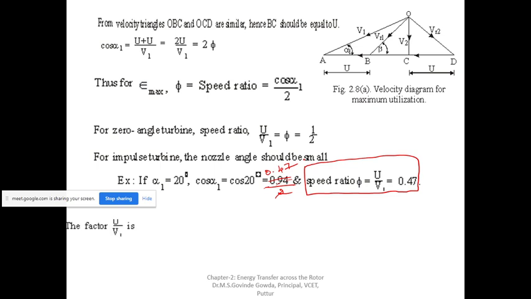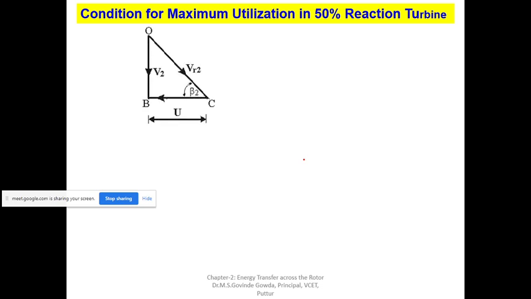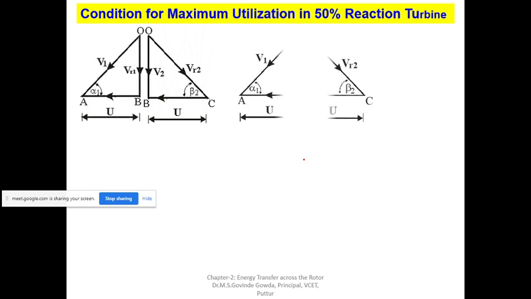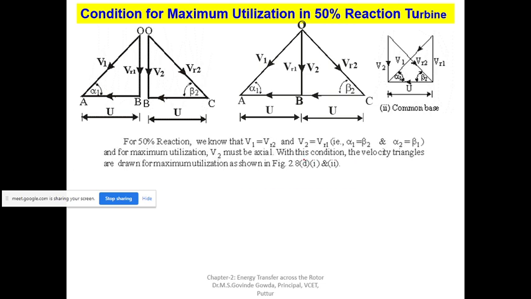Okay, next, the nozzle angle is usually between 15 to 20 degrees. The factor U by V1 is a useful parameter to judge the utilization factor. Now, we have seen the utilization factor for the impulse turbine. Now I am looking at the utilization factor condition for the 50% reaction turbine. So this is how it looks, with a common base.